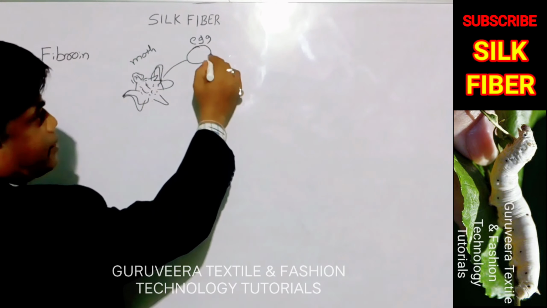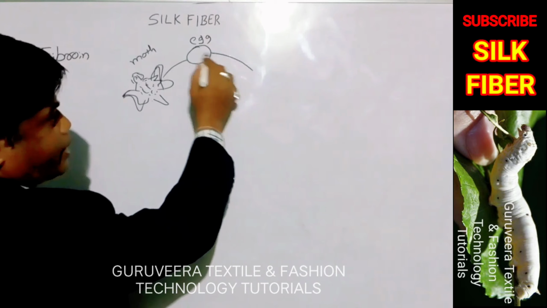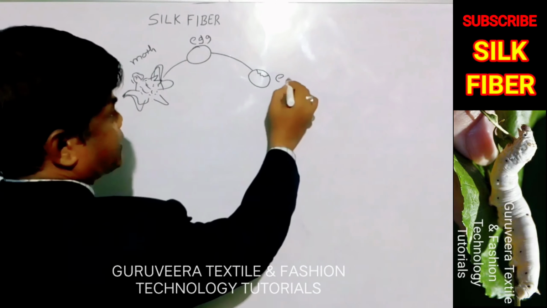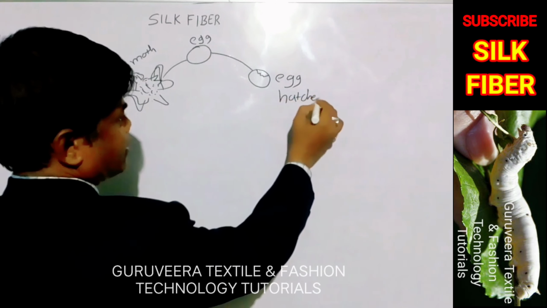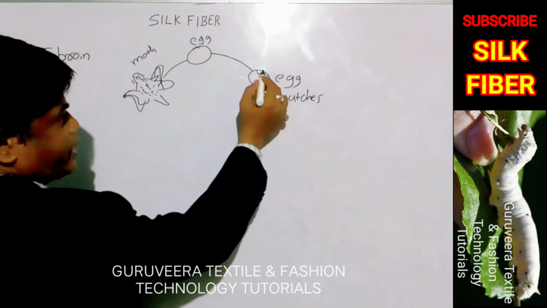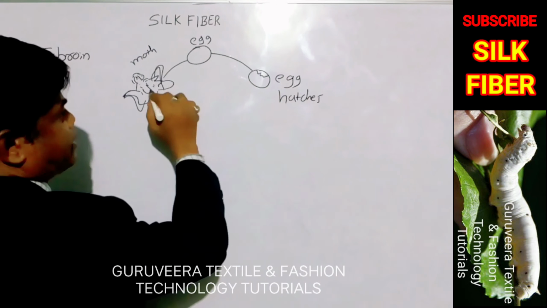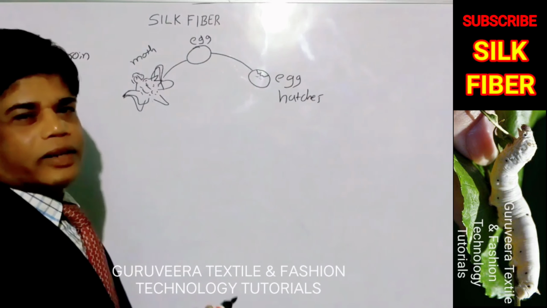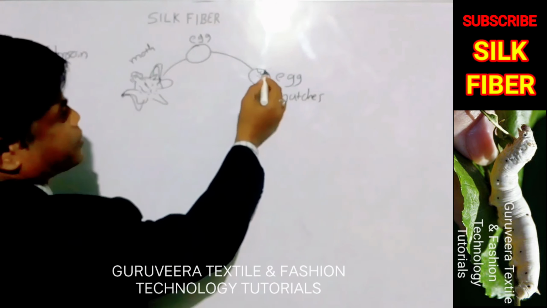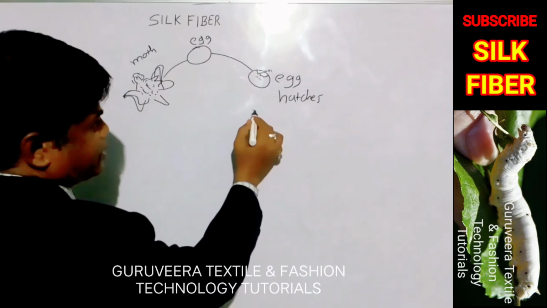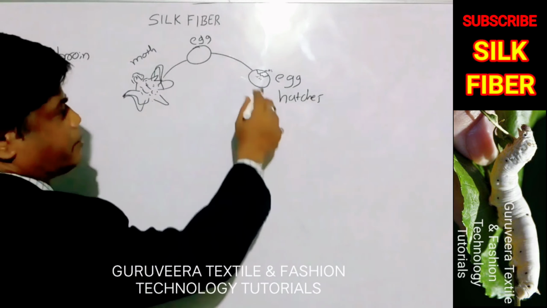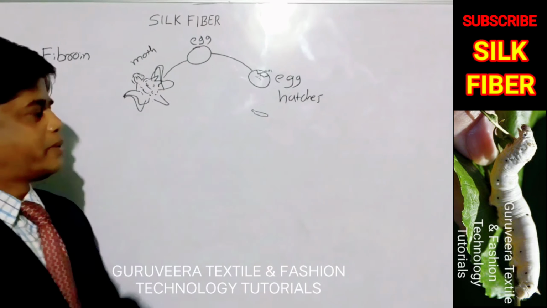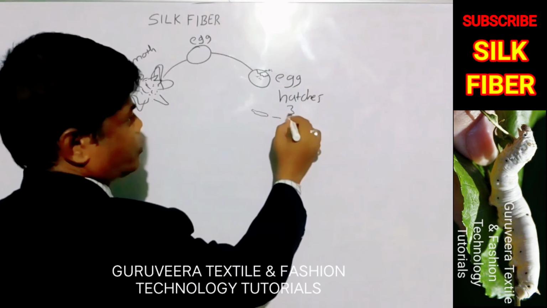After some time, egg hatching takes place and the egg hatches. Inside the egg, the next generation of this moth comes out in the form of a tiny ant-like creature. Egg hatches, and the next generation of this moth comes out. This happens in 3 to 4 days.